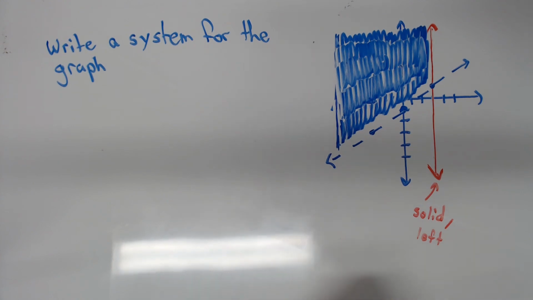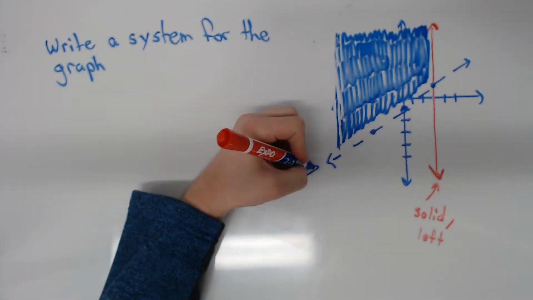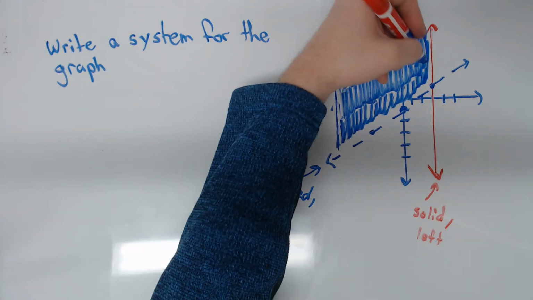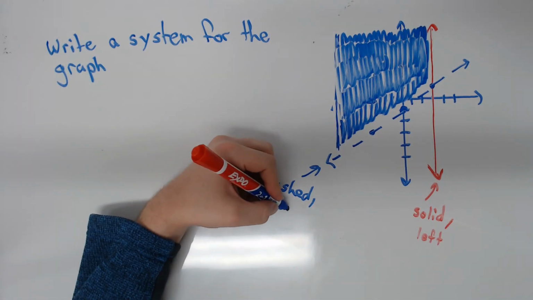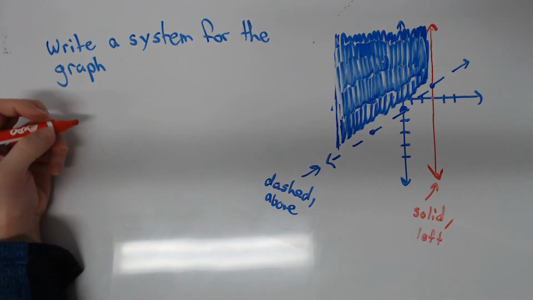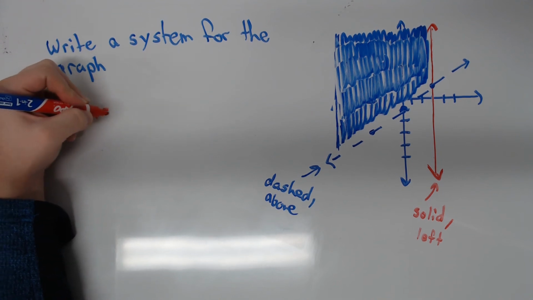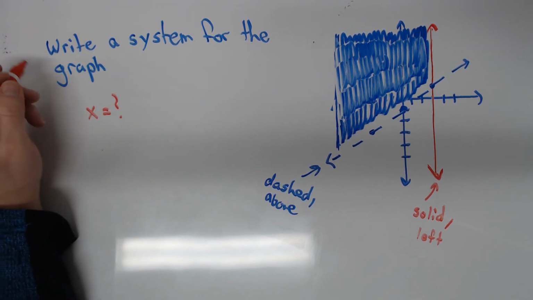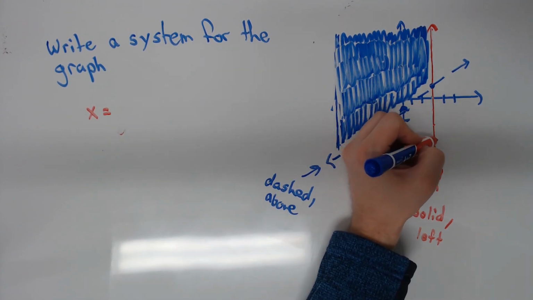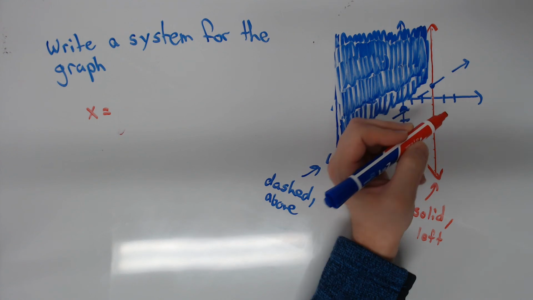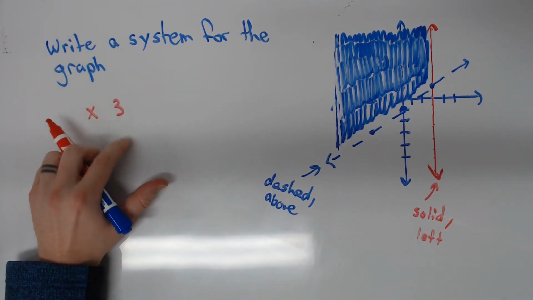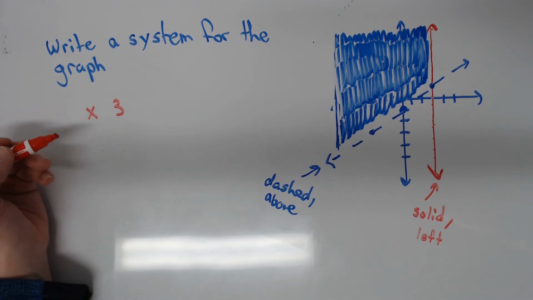All right, the blue line, it's dashed, and the shading happens above the line. Now that red line right there, when we see a vertical line, we know it's x equals something. So x is always the same. It's always at positive 3. Y doesn't matter, so y isn't part of the equation. And we don't use an equal sign because it's an inequality.